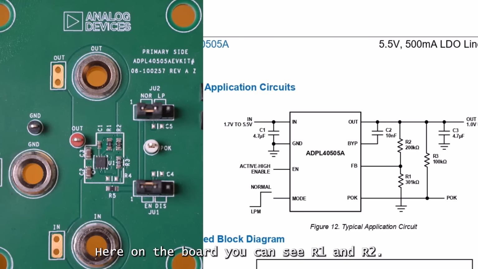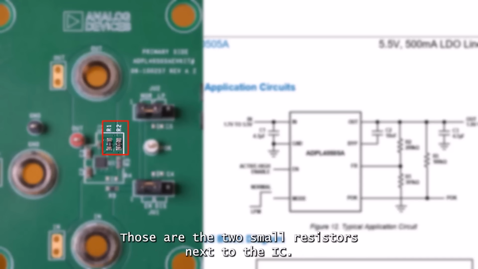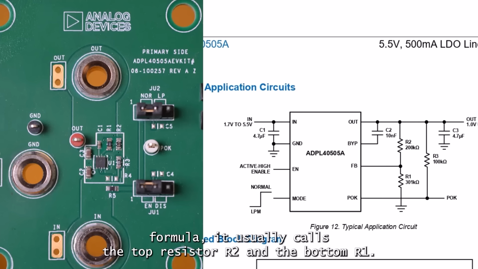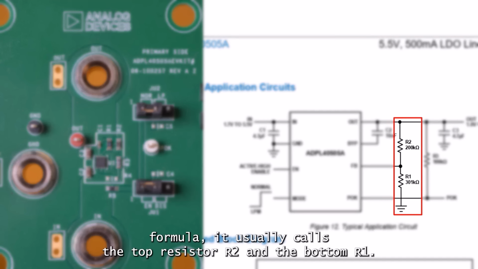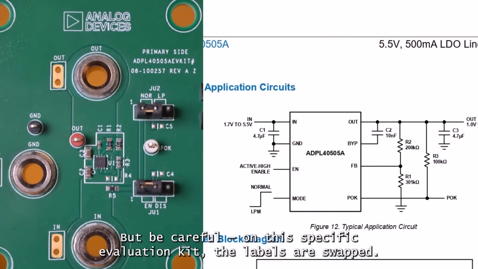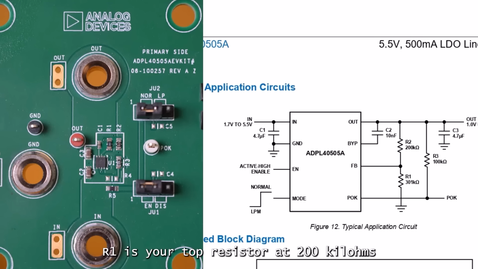Here on the board, you can see R1 and R2. Those are the two small resistors next to the IC. If you look at the datasheet formula, it usually calls the top resistor R2 and bottom R1. But be careful, on the specific evaluation kit, the labels are swapped. R1 is your top resistor at 200 kilo ohms and R2 is your bottom resistor at 301 kilo ohms.